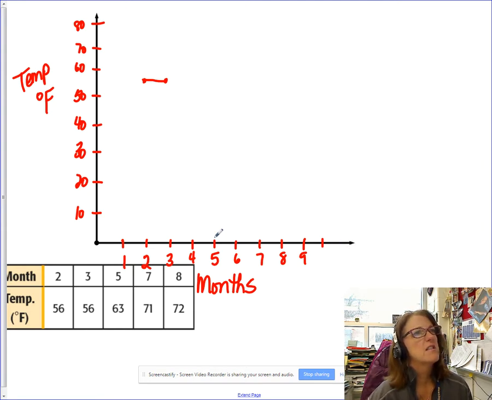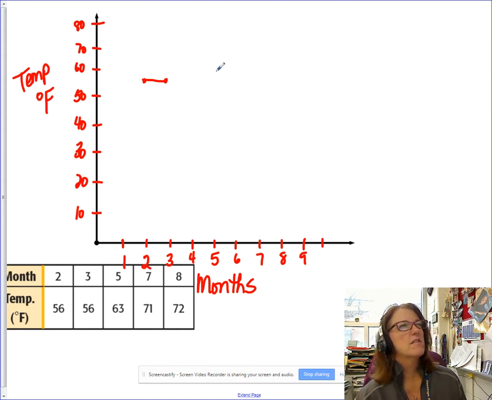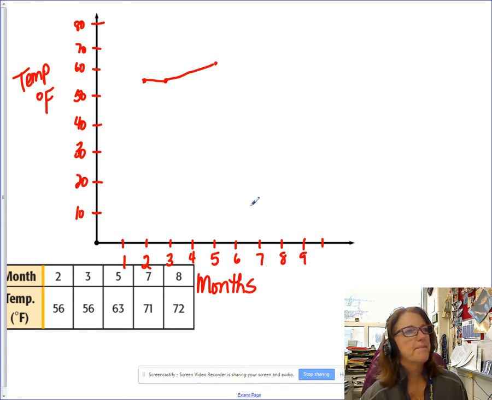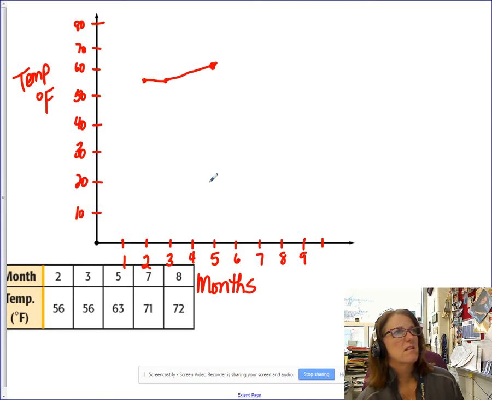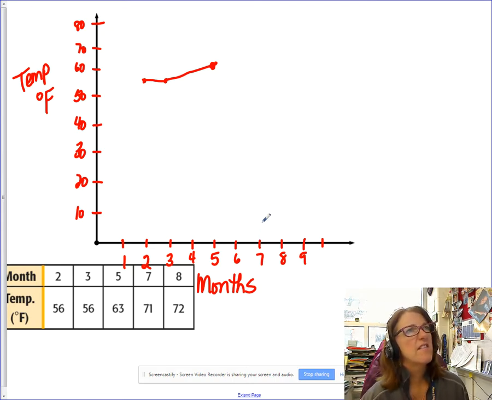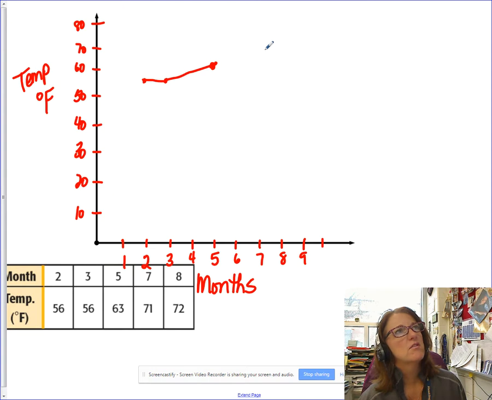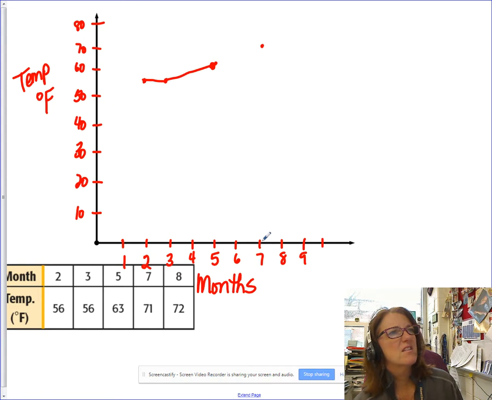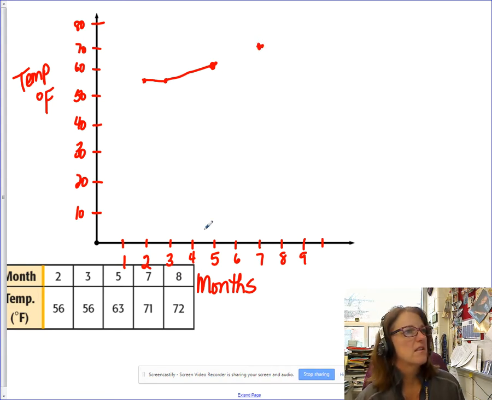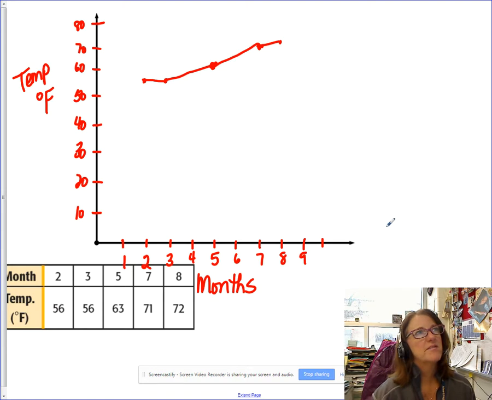At month 5, it's 63. So 5 is about there, 63 about there. Connect them. Month 7 is 71. I don't have any data at month 6. That looks better. Month 7, 71, probably right about there. And month 8, these look way over. I must be slanted. Month 8 is at 72, which should be just a tiny bit higher. So we go like this, and then maybe like that.